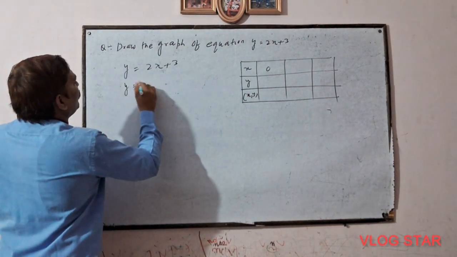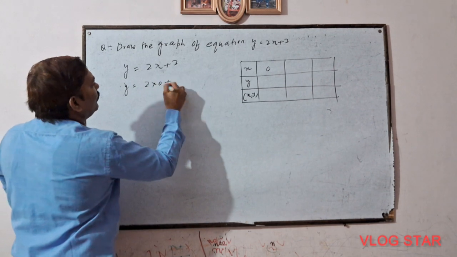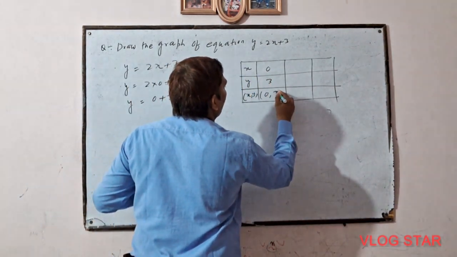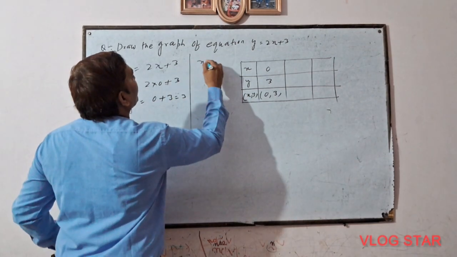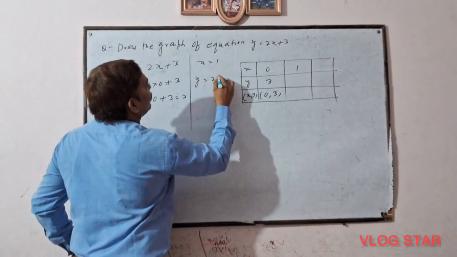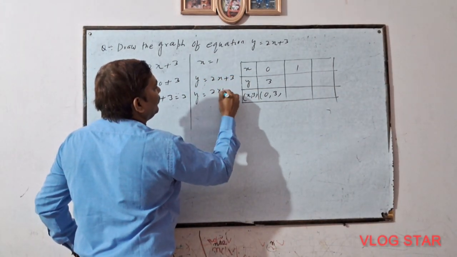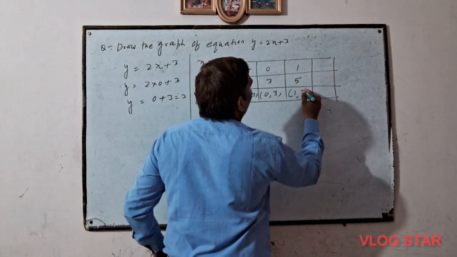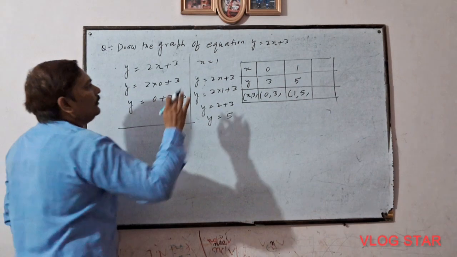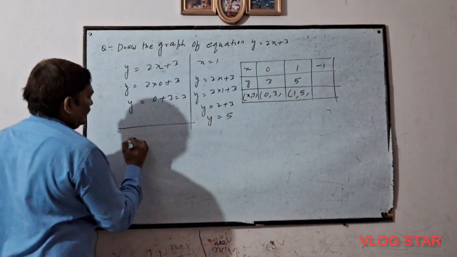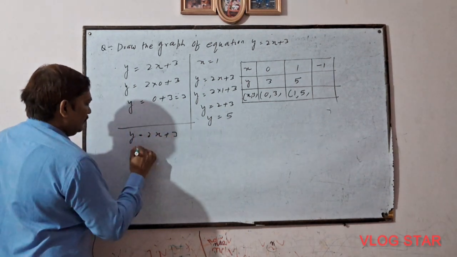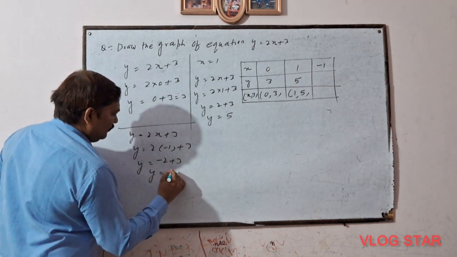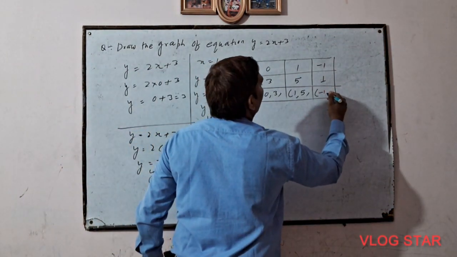First of all, I will put x equals 0. Now y equals 2 into 0 plus 3, y equals 0 plus 3, that is 3. So the coordinate is (0, 3). Now we will take x equals 1. Then y equals 2x plus 3, y equals 2 plus 3, y equals 5. Therefore the coordinate will be (1, 5). Again we will put x equals minus 1. Now y equals 2 times minus 1 plus 3, y equals minus 2 plus 3, y equals 1. Coordinate will be (-1, 1).